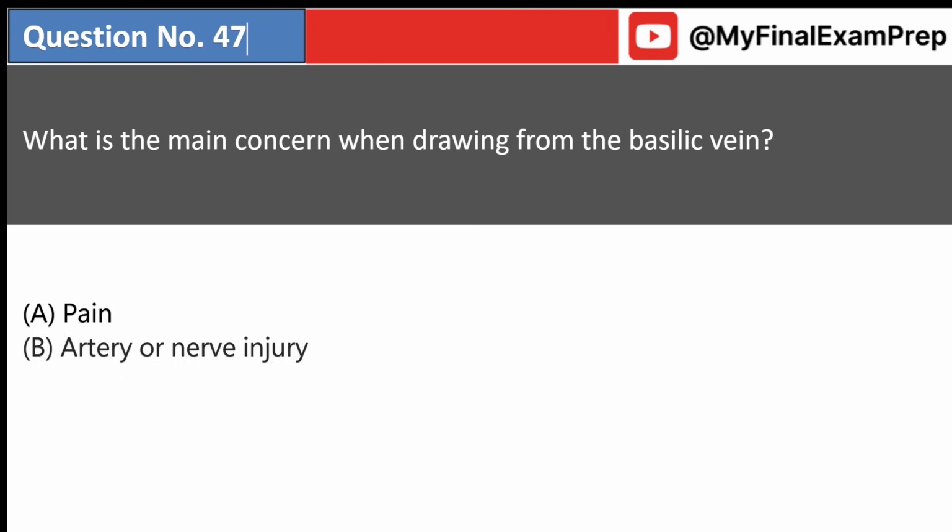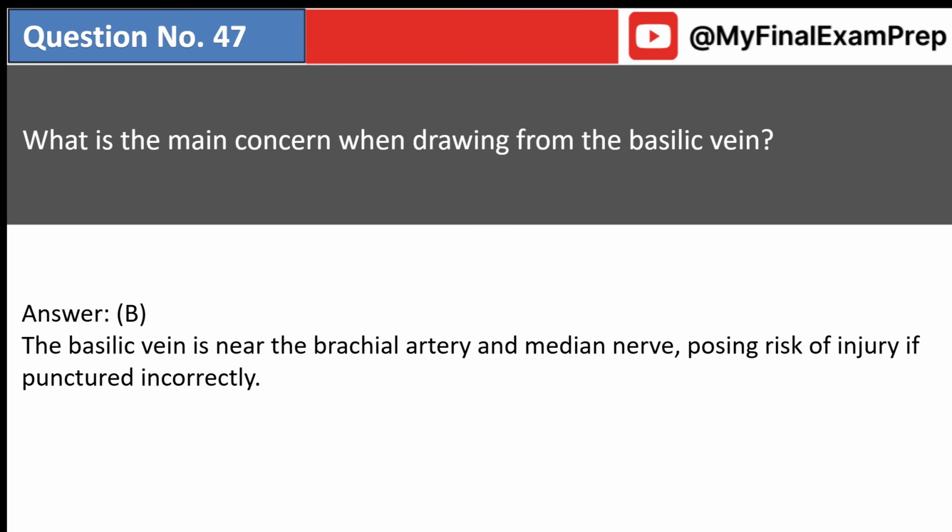What is the main concern when drawing from the basilic vein? A. Pain. B. Artery or nerve injury. C. Vein collapse. D. Hemolysis. Answer: B. The basilic vein is near the brachial artery and median nerve, posing risk of injury if punctured incorrectly.